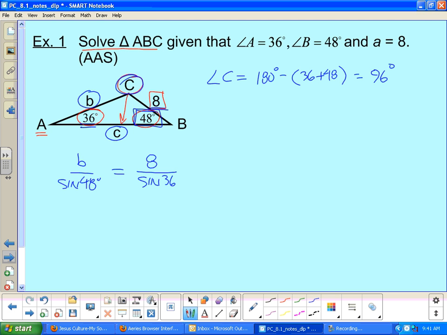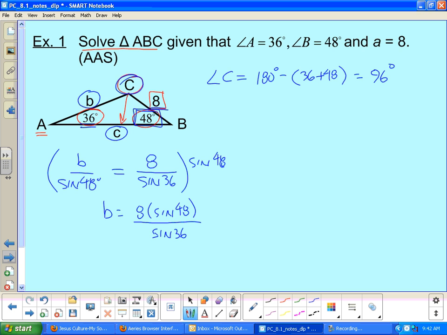How do we get B out of there? Well, you cross multiply. It's the proportion, so you can cross multiply. B times the sine of 36 equals 8 times the sine of 48. Or just take this sine of 48 and multiply it out to the top. So just do that, and you get B is equal to 8 times the sine of 48 all over the sine of 36.